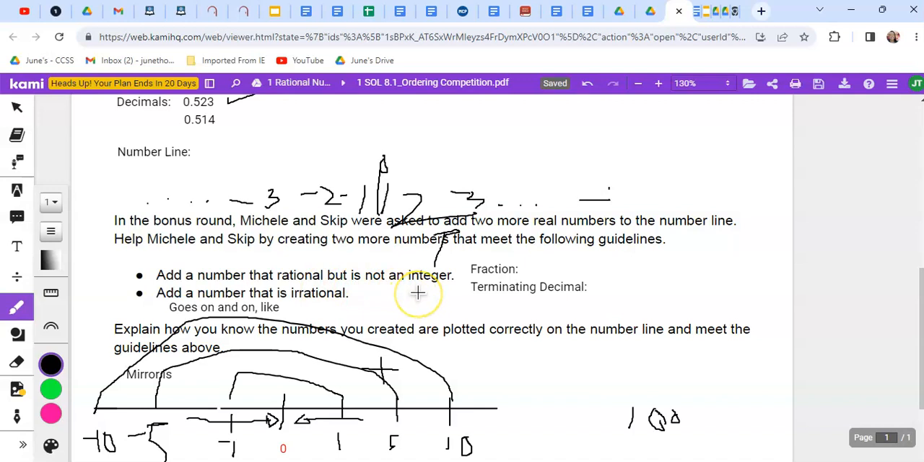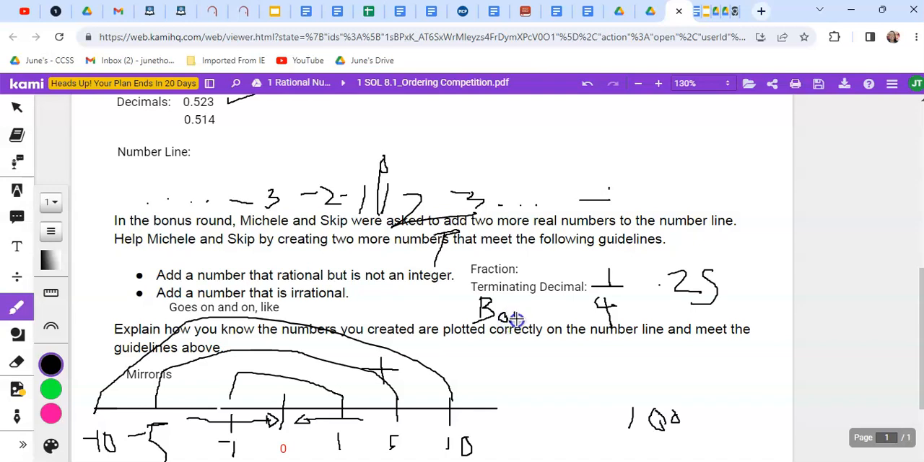They want a rational number that is not an integer. If it's an integer, it is a rational number, but they don't want integers. So rational numbers are any numbers that you can write as a fraction. The ones that are non-integers are the ones that are terminating decimals, like a quarter. A quarter is a fraction and it's 0.25. They're terminating decimals or decimals that you can write a bar on the top of, like 1/3. You must be able to write them as fractions.